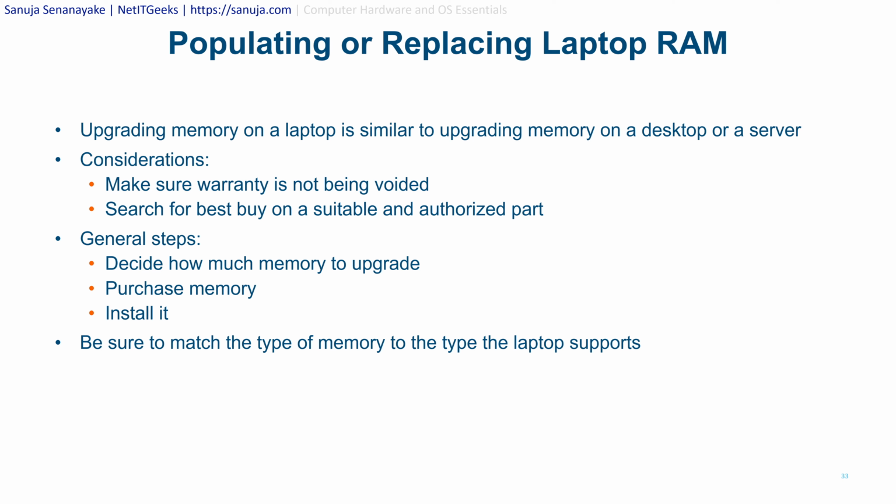Search for the best purchase you can make on a suitable and authorized part. Not the Best Buy store, by the way. Here we are talking about the best purchase. General steps include deciding how much memory to upgrade, then purchasing the memory, and following similar steps to install it. Make sure you use the anti-static strap, and be careful not to touch the pins of the memory, etc. And be sure to match the type of memory to the type of laptop memory that is supported, because again, the laptop motherboard has to support the memory that you are purchasing.